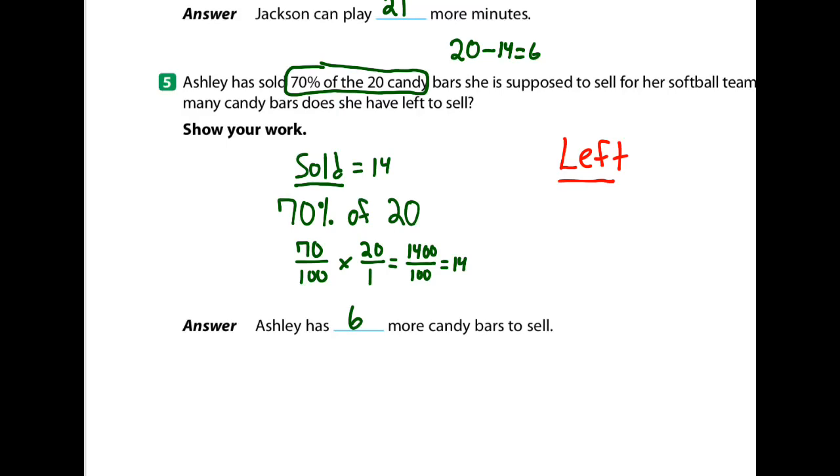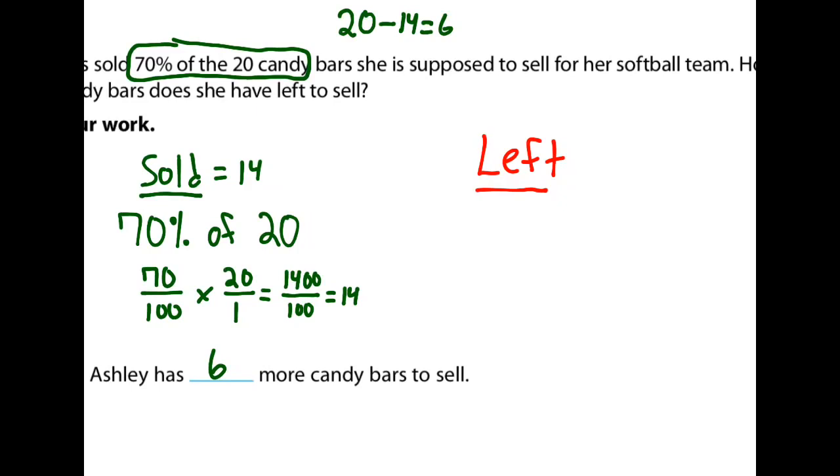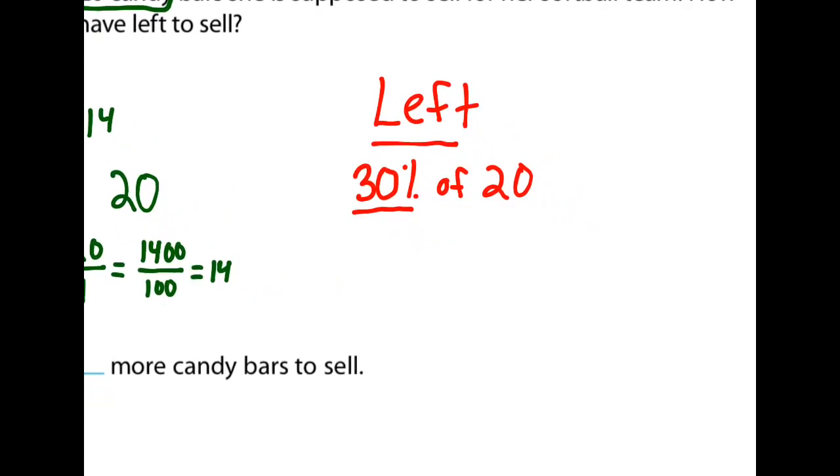But some of you are going to like this way better, so I want you to think. If she sold 70% of the 20, doesn't that mean she still has to sell 30% of the 20, or she has 30% left? Do you see where I got that 30 from? 70% plus 30% is 100%. So if I could just figure out the 30% of the 20 that she has left, I'll have my answer in one step. So check this out.